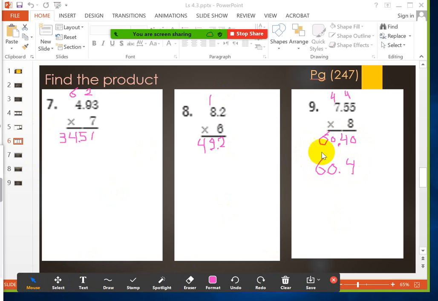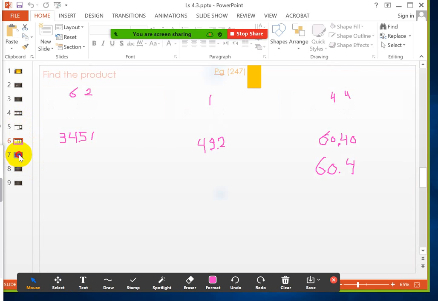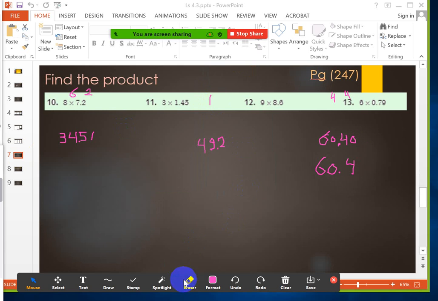Okay, girls, you finish this page, those exercises. If you finish, please type 1 in the chat. Okay, so now let's move to number 7. Girls, I will leave this side for you.